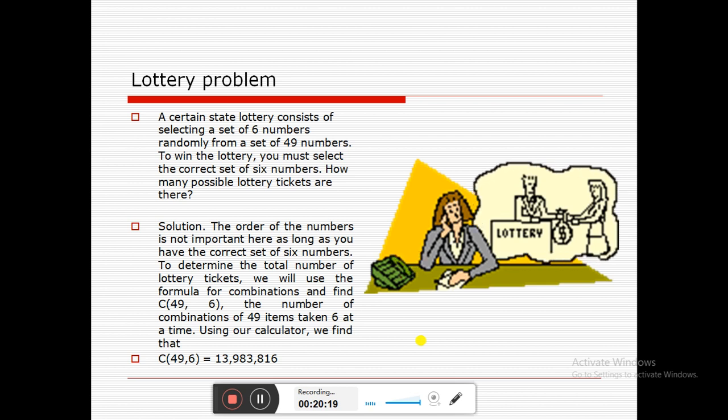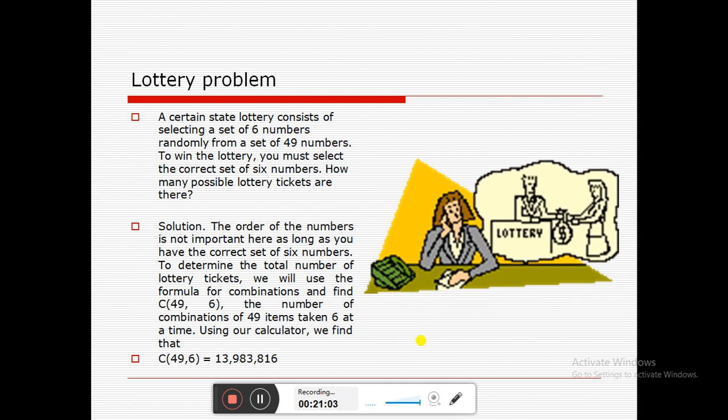The number of combinations of 49 items taken 6 at a time, using our calculator, is 1 crore 39 lakh 83,816 combinations of numbers you can have. So out of which you have to select one number and you can announce that this number is a winning number. Fine. So this is a very good example.